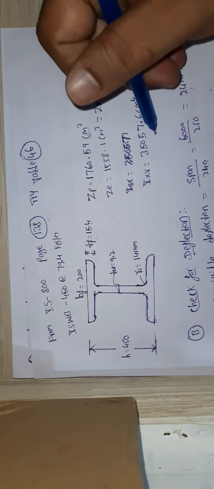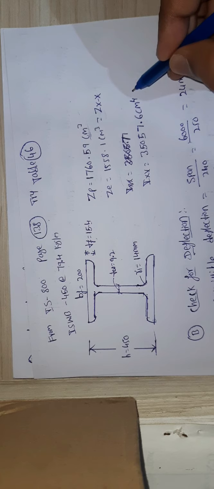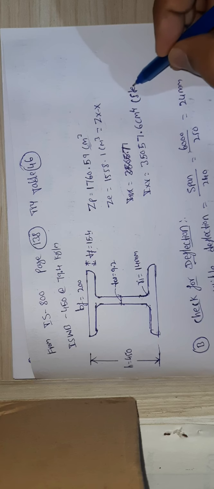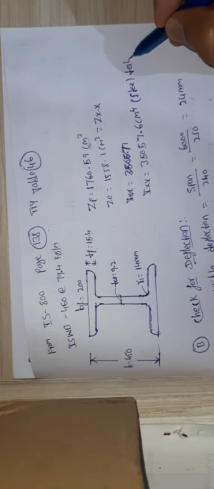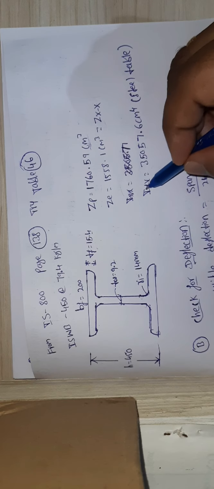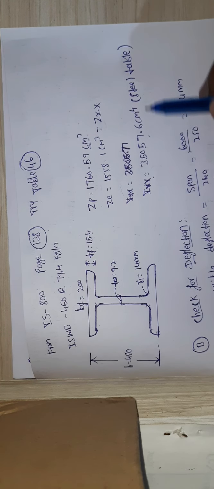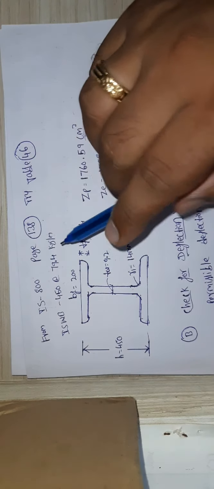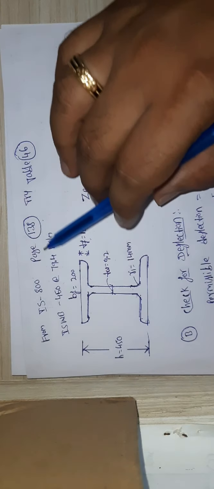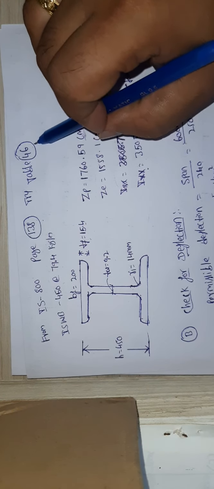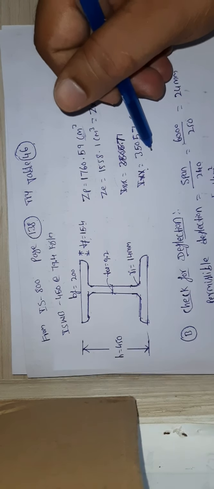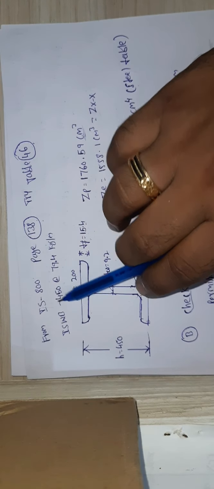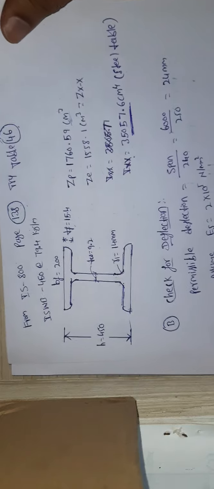Then what is IXX? IXX should be taken from the steel table. For the selected ISWB 450, you take it from the steel table. What is the IXX value? Refer to the steel table for the IXX value. Okay guys, this is how we need to take the data from IS 800 and the steel table. From IS 800 page number 138, table number 46, I selected the sections, and I took the IXX moment of inertia values from the steel table for the respective sections. Okay guys, these are the steps.